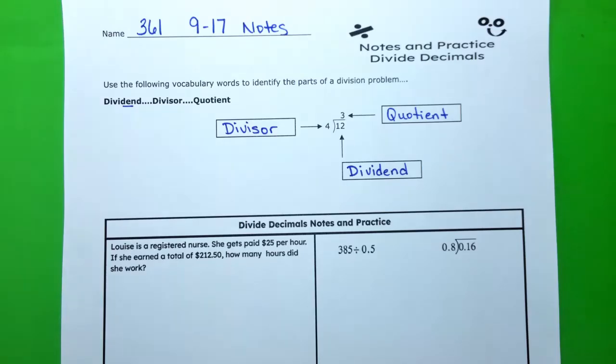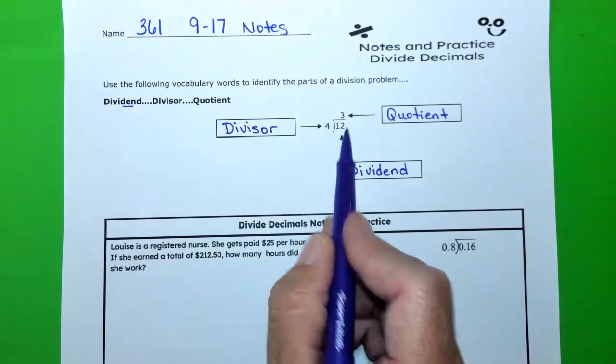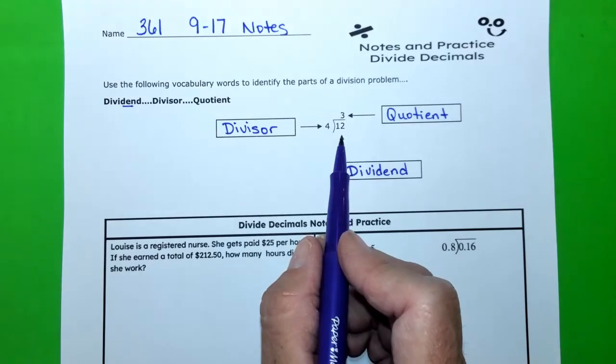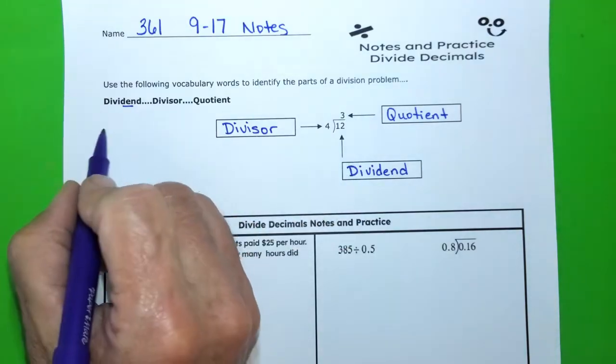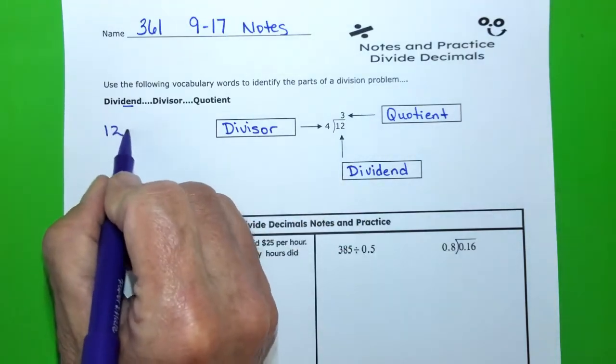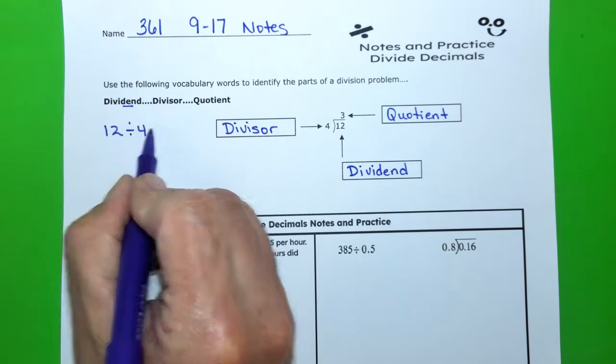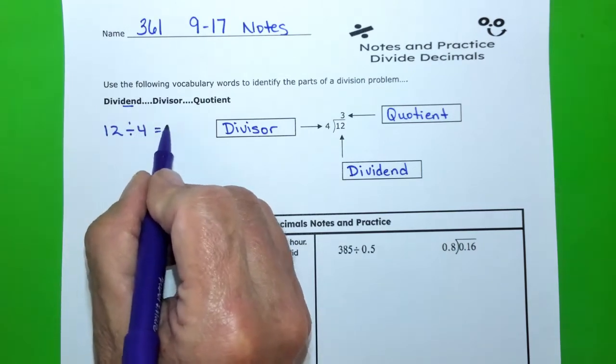Now there's a tiny poster above the Promethean board, and it's like forms to divide. I'm going to use these numbers to show the forms to divide. What this is saying is 12 divided by 4, and that equals 3.